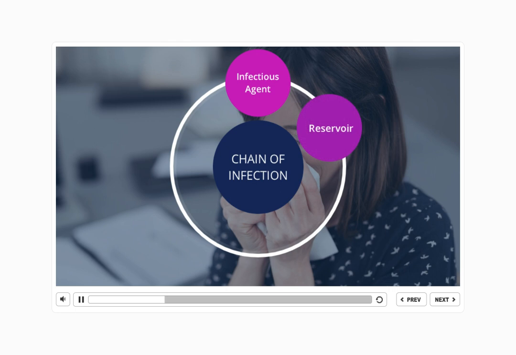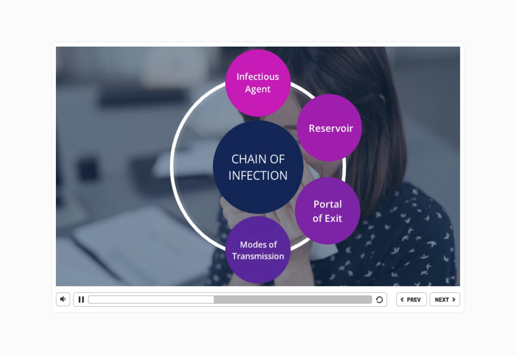Reservoir is the place where an infectious agent lives, such as humans, animals, insects, or in water and soil. Portal of exit is the way the infectious agent leaves its reservoir. In humans, this could be from draining wounds, nose, mouth, urinary tract, bowels, and other ways in which secretions leave the body. Modes of transmission is how the infectious agent moves from one place to another.